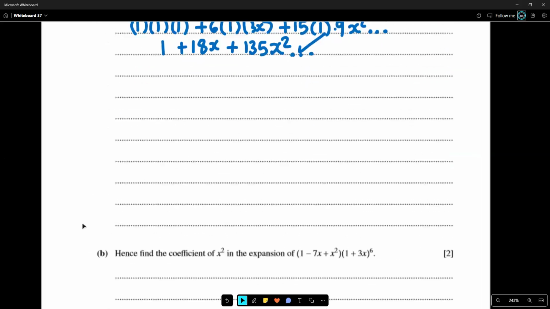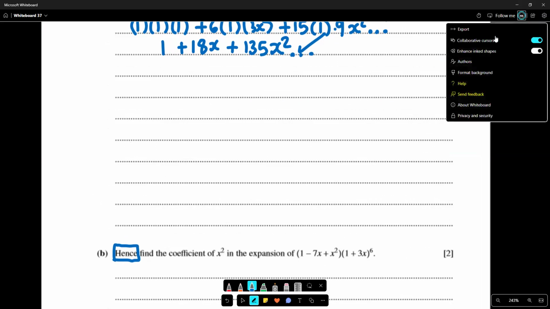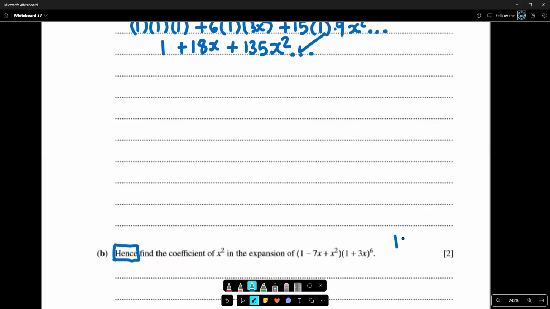The next part, they say hence. Remember, if a question says hence, they mean use your answer above. So because they said hence, I know that we have to use that. Let me just write it here quickly: 1 plus 18x plus 135x squared.